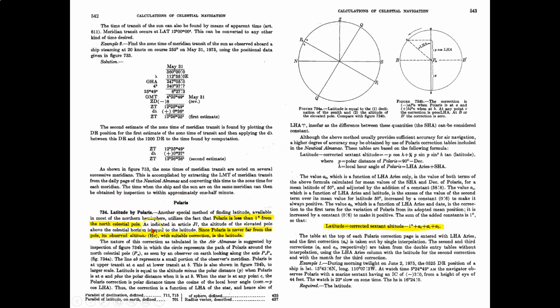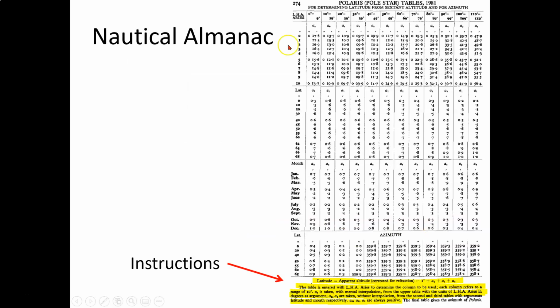Okay, so here it is, and this is the formula we're going to use for latitude. Corrected sextant altitude, that basically means HO minus 1 degree plus these three corrections, which are going to be in the table starting on page 274, the Polaris tables in the Nautical Almanac. So this is page 274, and it's the first of 3 pages that are these Polaris pole star tables.